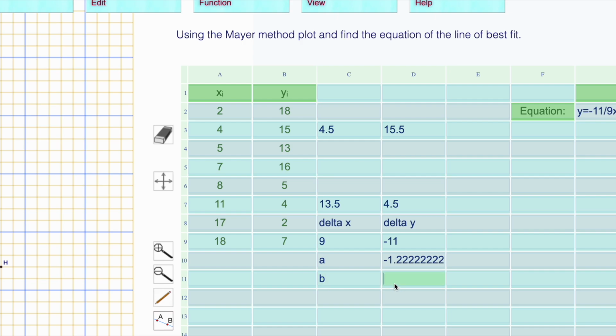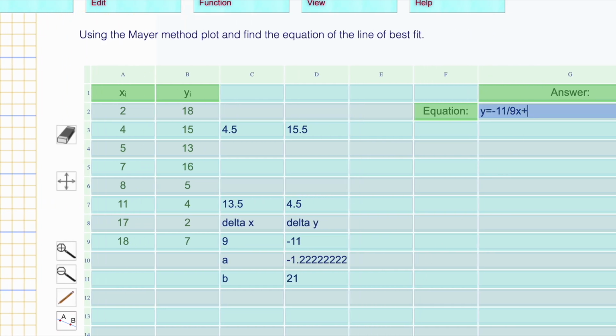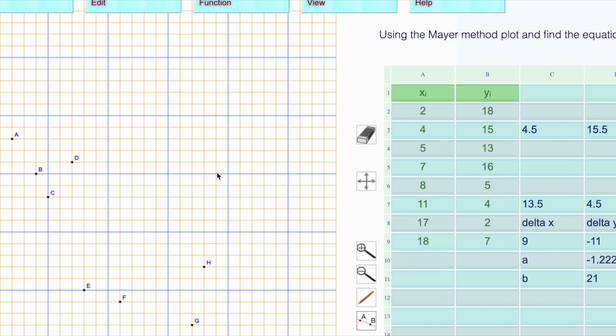The b value: I'm going to take one of these as my 2 points. This is my y. I click on the 4.5, or I could take that, but you have to take this as your x then. So I'm going to take the 4.5 as my y value minus the a value times the x. That gives me 21 as the b value, plus 21. That's the equation. I want to graph that.